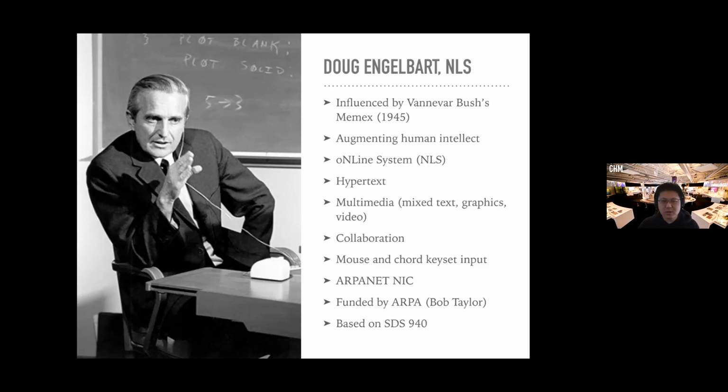And Engelbart is probably most famous for having invented the mouse. The mouse was a critical component of the NLS, but of course, it was just a component of NLS. Engelbart didn't really see the mouse as the main point of the whole thing. The NLS was also on the ARPANET. It was actually the network information center of the ARPANET, so it was a very key node of the ARPANET. And it was based on an SDS 940 time-sharing mainframe.